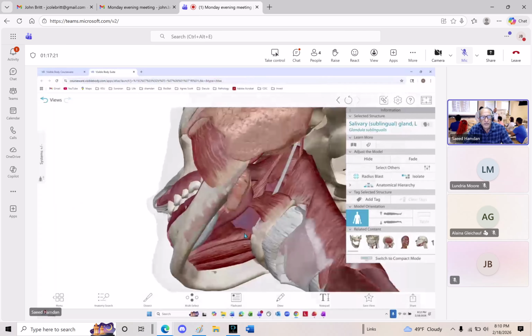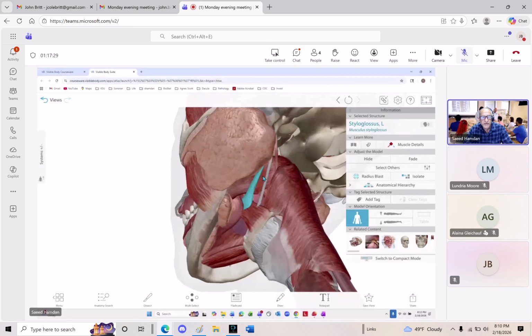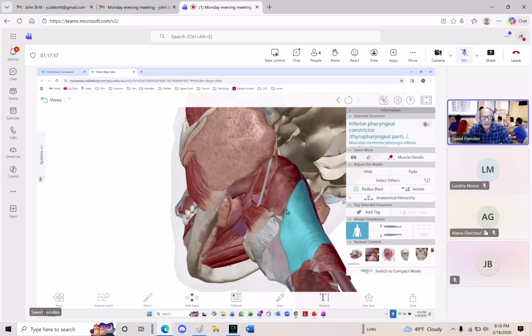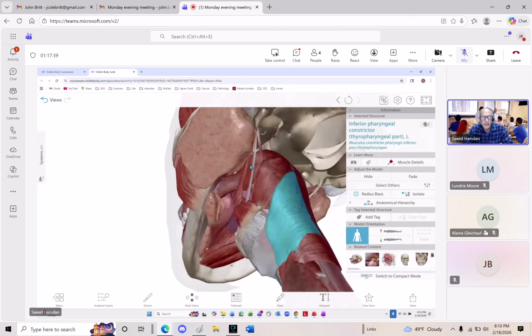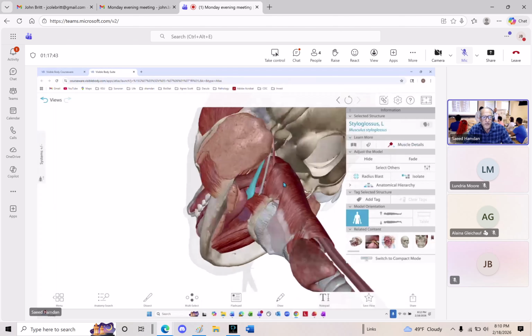This one again is showing you some of the muscles that we just talked about, like hyoglossus, like styloglossus, right? Pharyngeal sphincter muscles, the constrictor ones, right? So superior, middle, and inferior, and styloglossus, right?